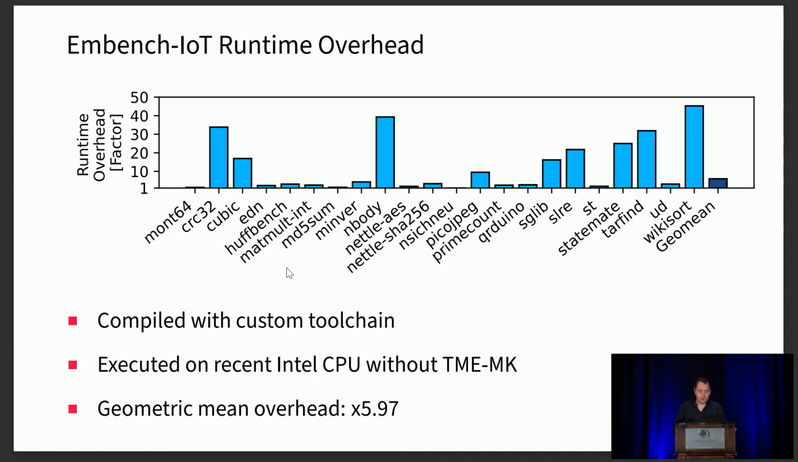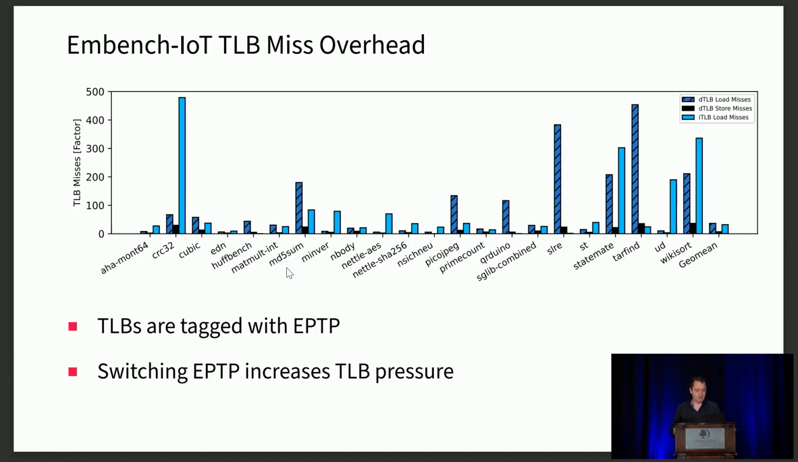Now about the performance overhead. So we compiled binaries with our toolchain. We had a look at SPEC and mbench, and we executed them on an Intel CPU. The problem is that the overhead is really high. We have a runtime overhead of factor 6, which is pretty high. For this, we had a closer look at what is actually going wrong. So what is the problem here?